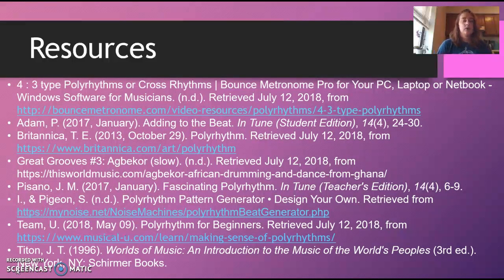And then a book resource that I'm so far using is Worlds of Music: An Introduction to the Music of the World's Peoples. It's one of those books that Dr. Gergel had during our on-campus class time. I'm looking through that because it has a whole section about African music, and within there they have a lot of polyrhythm information and music background, and then just cultural background as well. So that's very briefly some of the resources I have found so far.